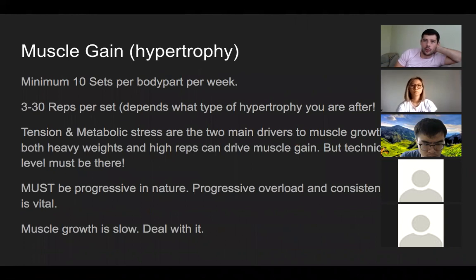Obviously, the important thing to remember there is if you do low reps, it has to be heavy. And if you do high reps, it has to be light, because you're working one of 2 things. Either tension, how much tension is going through the muscle, can cause muscle growth, or metabolic stress. Think about the burn. When you're doing 150 wall balls and your legs are screaming at you, that's causing metabolic stress, which can bring about muscle growth.